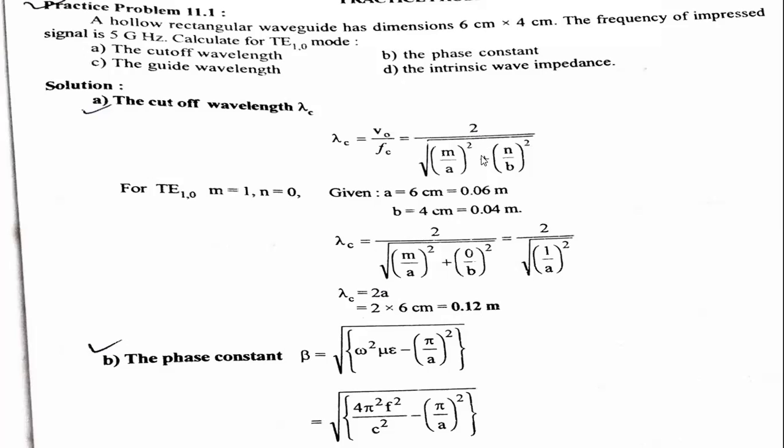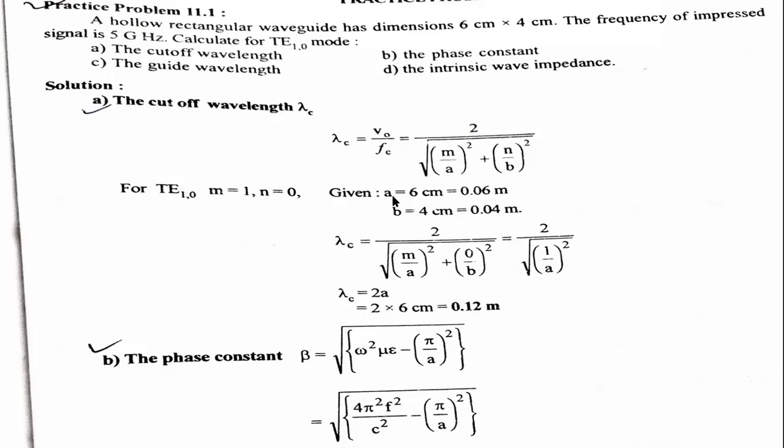Already we have this formula: root of (m divided by a) whole square plus (n divided by b) whole square. What are this m and n? M and n are nothing but what is mentioned here. See here, the 1,0 mode. TE is, no doubt, the transverse electric field, but especially 1 and 0 mention here the transmission, the number of modes where exactly it's going on. So that is mentioned in the form of m as well as n. So m is 1, n is 0.